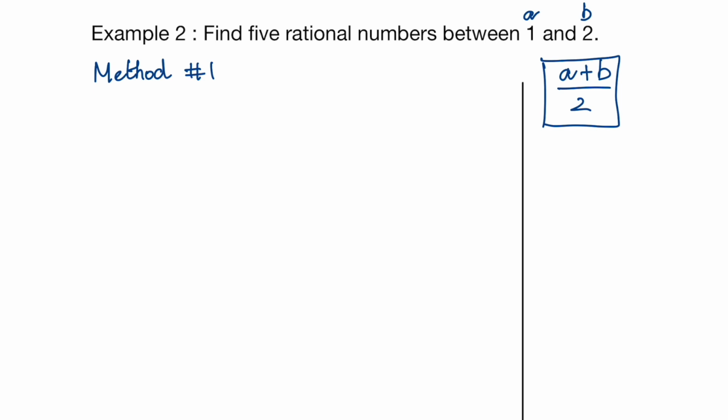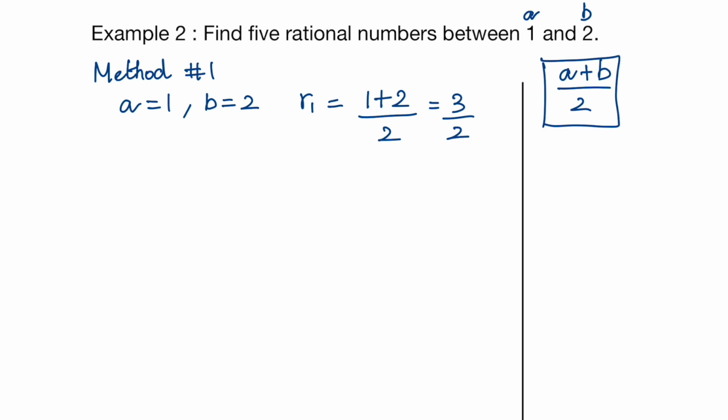But this would just give you one number, and we need 5 numbers. So how are we going to do that? First let us find this one number. Here we have a equal to 1 and b equal to 2, and you are going to find a rational number, let us say r1. That is going to be (a + b) divided by 2, which is (1 + 2) divided by 2, that is 3 divided by 2. Now the decimal value for 3 divided by 2 is 1.5, which lies right in between 1 and 2.